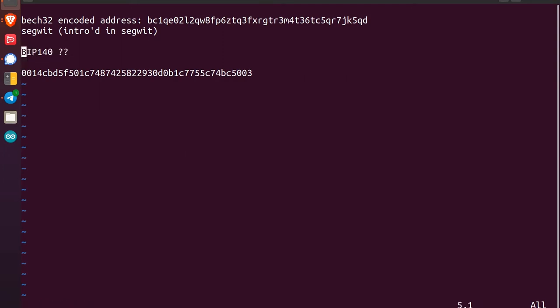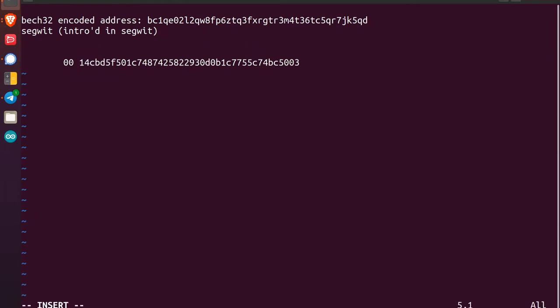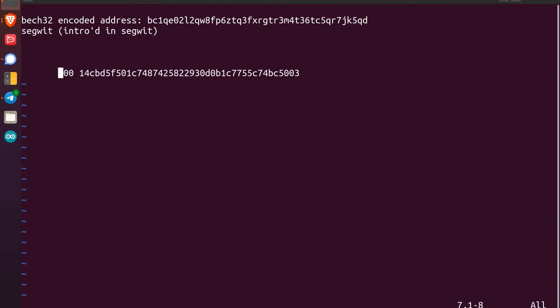But the interesting thing about SegWit versus Taproot is that, I guess we could go look up the BIP, but I'm feeling lazy, so I'm just going to talk about it. You'll notice that there is a, how many of you are familiar with scripts? If you just look at it, you know what you're looking at.